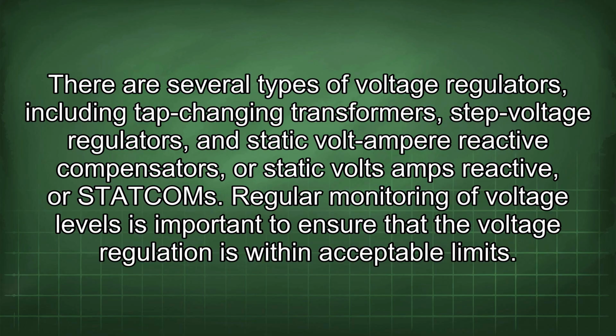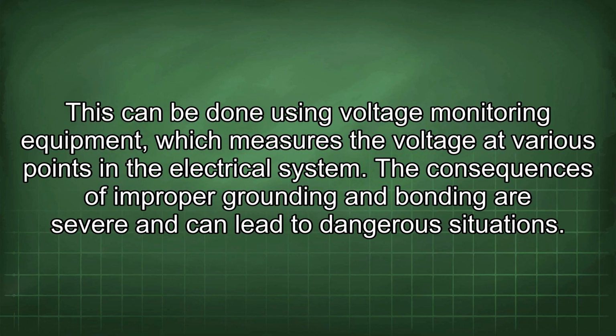There are several types of voltage regulators, including tap-changing transformers, step voltage regulators, and static volt-ampere reactive compensators, or STATCOMs. Regular monitoring of voltage levels is important to ensure that the voltage regulation is within acceptable limits. This can be done using voltage monitoring equipment, which measures the voltage at various points in the electrical system.